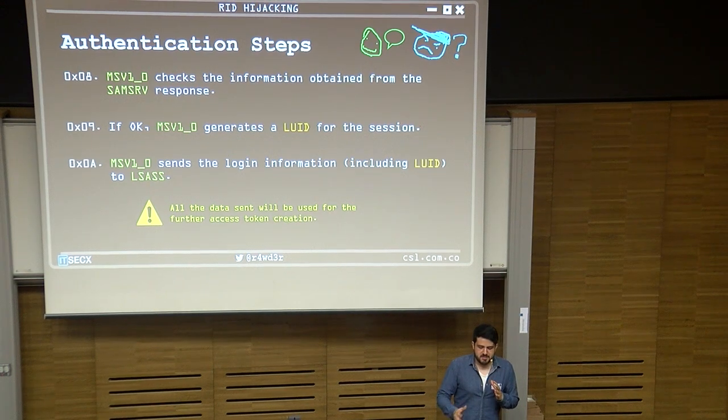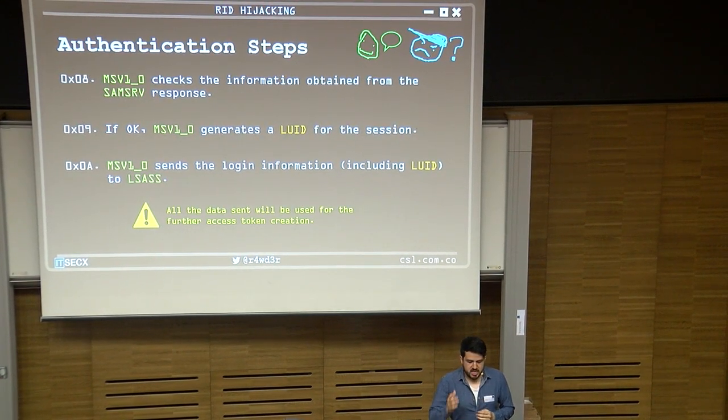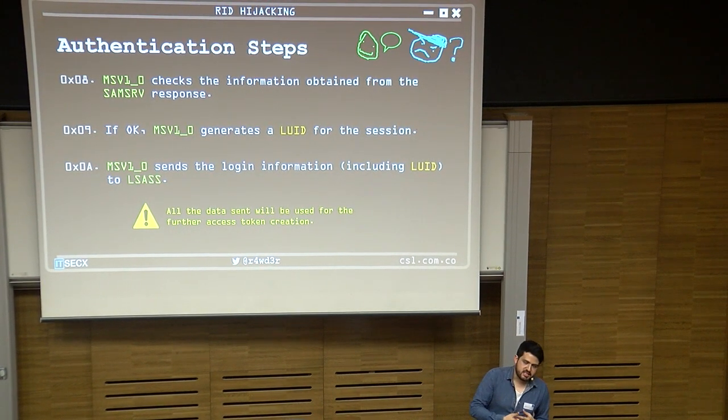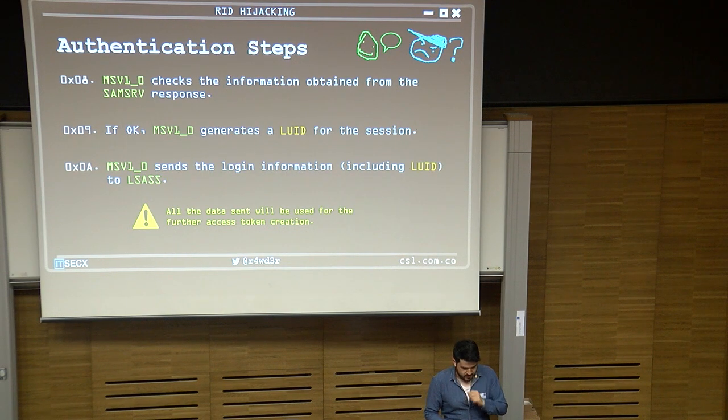And now, to sum it up, the MSV1_0 checks the information retrieved. If it is OK, it generates another identifier, which is called LUID, for this current session, and sends back the local information to LSASS, including this identifier. All this data will be used by the security reference monitor to define the security context of the user. So we'll see that in short.